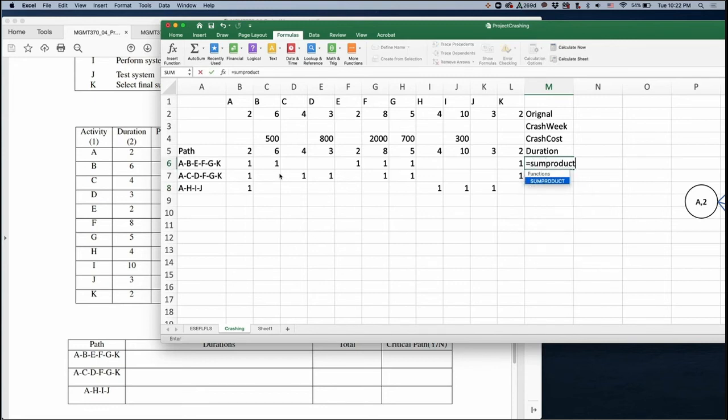Out of these, which one is the longest path? Actually, the first one is our longest path, our critical path. And you can also compute the possible crash weeks: B is up to 1, D up to 1, F you can crash by 2 weeks, G 1 and I 2.